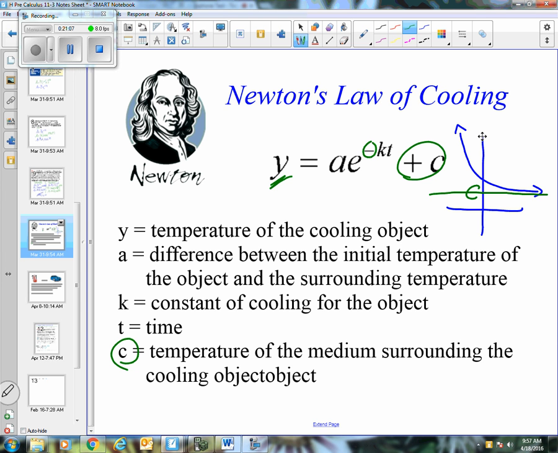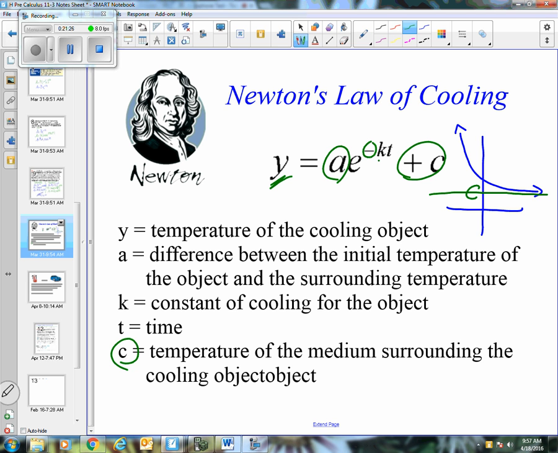T is time, obviously. The K is the constant of cooling for the object. It's pretty easy to measure these. You just have to take a timing of it, so you know what the temperature is originally, you know what the temperature is after a particular period of time. You just take the temperature, and then you can calculate the constant of cooling, which is what people have to do to figure out these things.